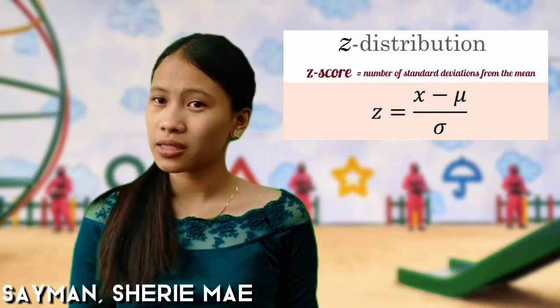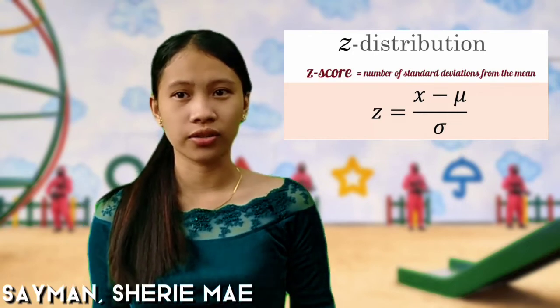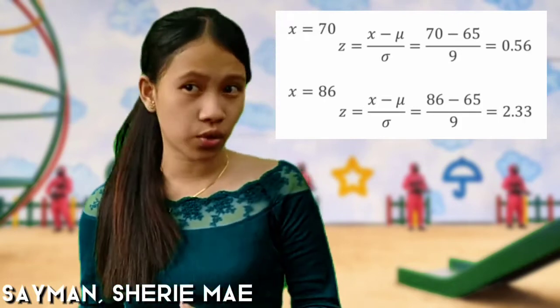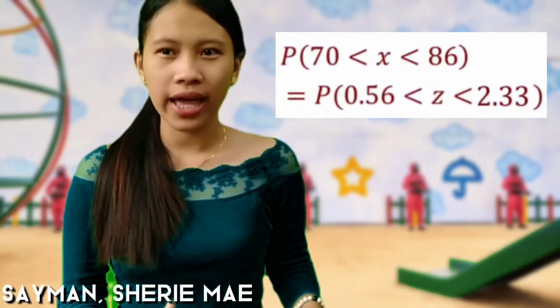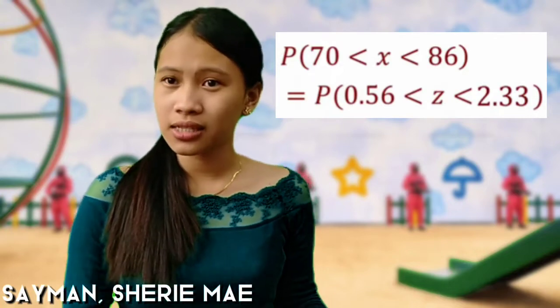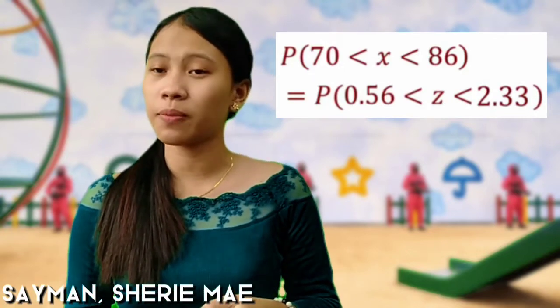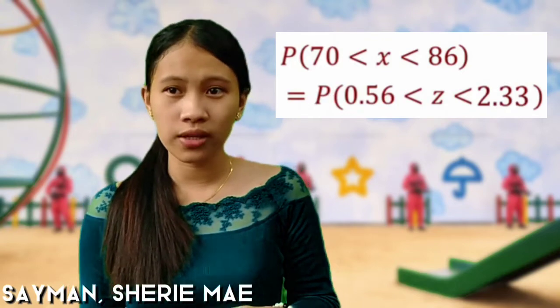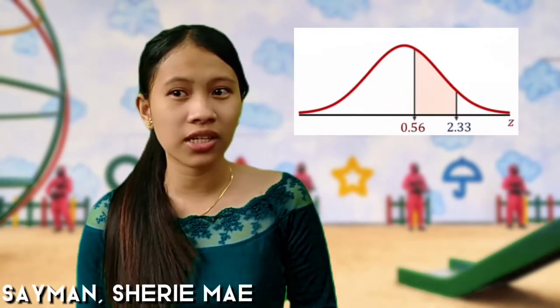So the formula for transforming a score of observation x from any normal distribution to a standard normal score is z equals x minus the mean divided by the standard deviation. With this, I will be using the less-than cumulative tables. First is to transform the values of x1 and x2 into z values. So now we have the probability that x is between 70 and 86 equals the probability that z is between 0.56 and 2.33.